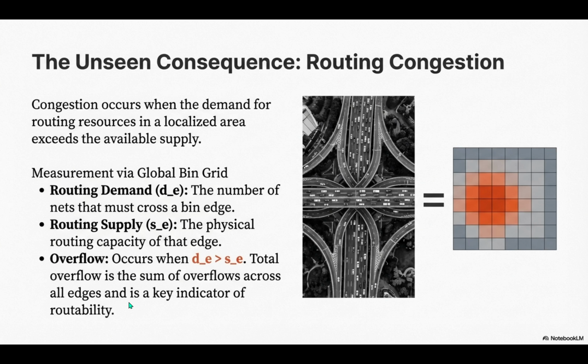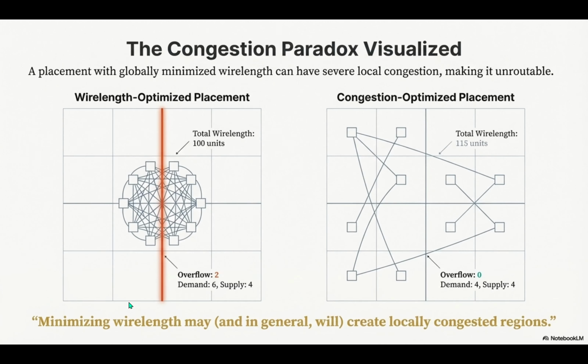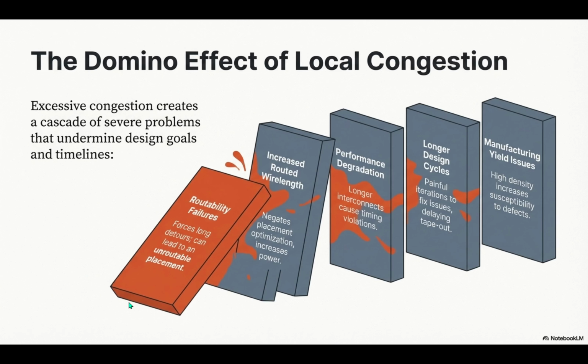And when you have that excessive local congestion, it triggers a kind of domino effect that just undermines everything. It's devastating. The first and most critical failure is just routability failure. The router literally cannot complete the connections. The placement is officially unroutable. And for the engineers working on this, that's not just a red flag. That's weeks, maybe months of lost time.